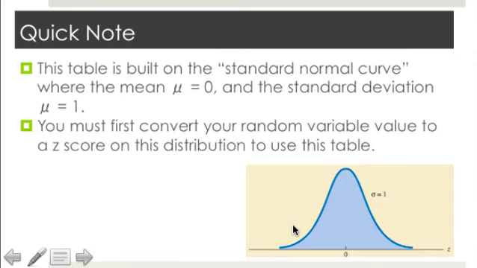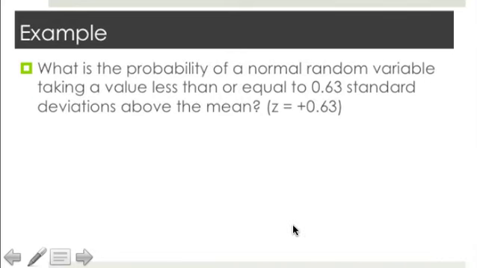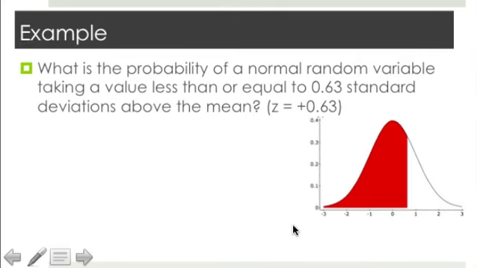So let's do a quick example using the tables. We want to find the probability that a normal random variable takes a value less than or equal to 0.63 standard deviations above the mean. In other words, the z-score is 0.63. This is what the picture would look like.